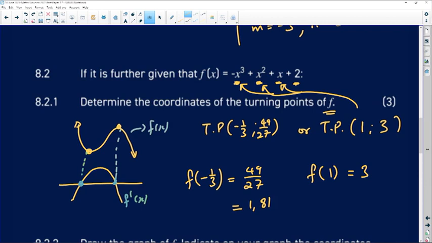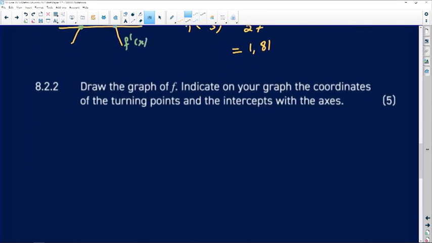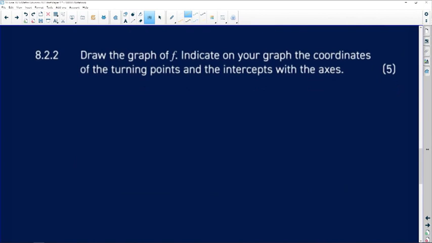Okay, now the 8.2.2 question says we need to draw the graph of f, indicating on your graph the coordinates of the turning points and the intercepts with the axes if there are any. So what do we have? Well, we've got the function given to us as negative x cubed plus x squared plus x and then plus 2 at the end. This is the original function we were given.